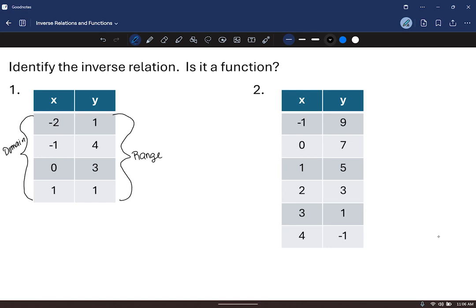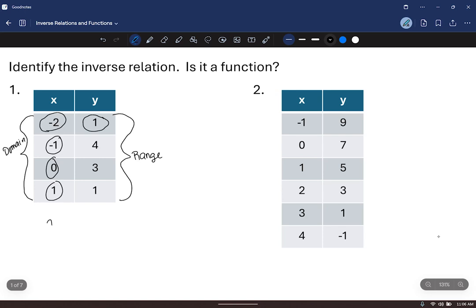Now I can see from this table that this is a function. So remember, a function is when your x value is only paired with one y value. So when your input only has one output. So I don't have any repeating inputs for my original relation here. So that would be considered a function, okay?